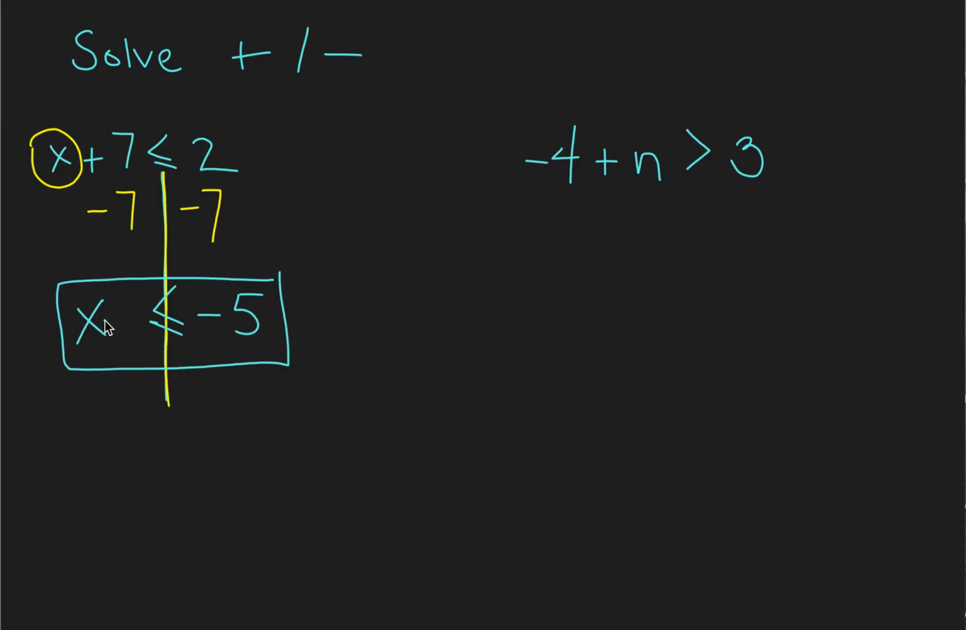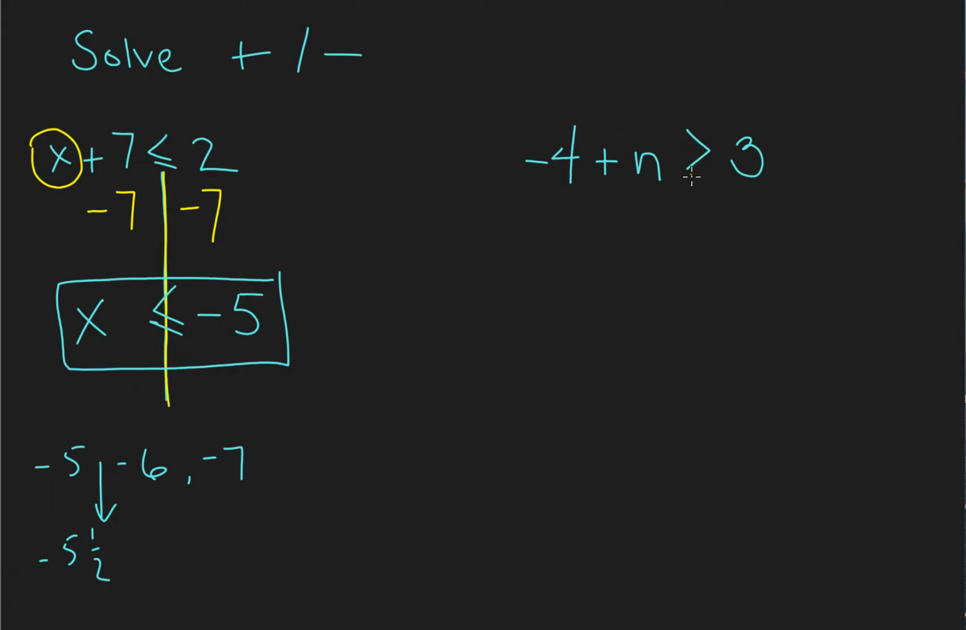So this says that all the numbers x that are less than or equal to negative 5, so that would be negative 5, negative 6, negative 7, plus all the numbers in between, negative 5.5, etc. So all of those numbers are going to satisfy this inequality.